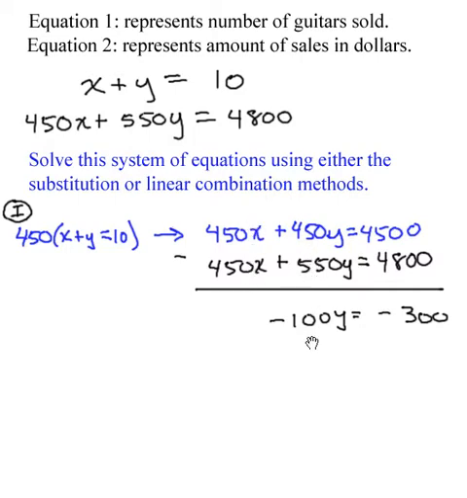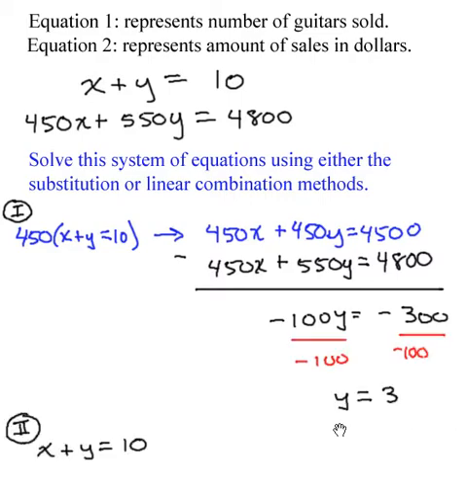450y minus 550y is negative 100y. And 4,500 minus 4,800 is negative 300. To solve for y, we simply divide both sides by negative 100, and we find out that y is equal to 3. Now let's take that and substitute into either original equation.